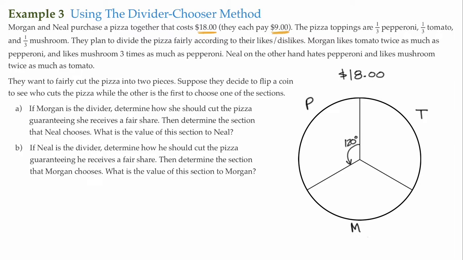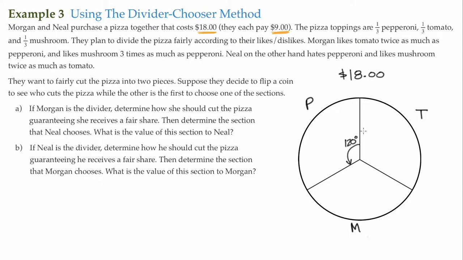So now it says they want to fairly cut the pizza into 2 pieces. Suppose they decide to flip a coin to see who cuts the pizza while the other is the first to choose one of the sections. So we then have A and B here. We'll quickly read A. It says, if Morgan is the divider, determine how she should cut the pizza, guaranteeing she receives a fair share. Then determine the section that Neil chooses. What is the value of the section to Neil?